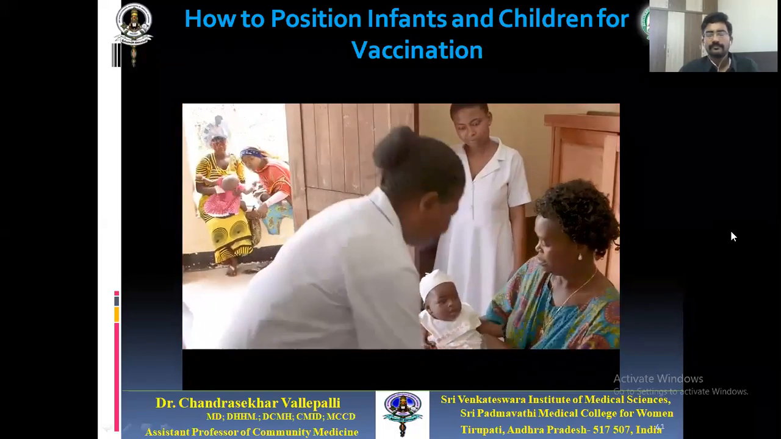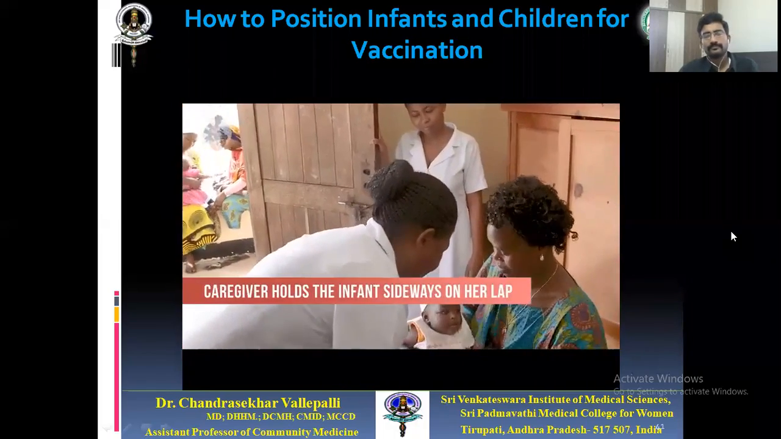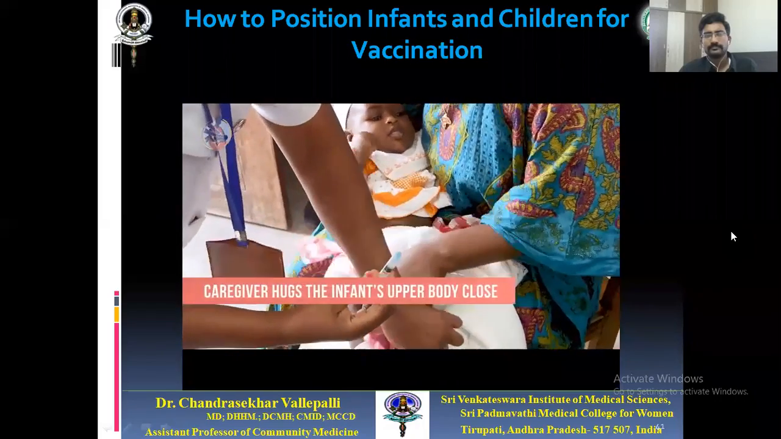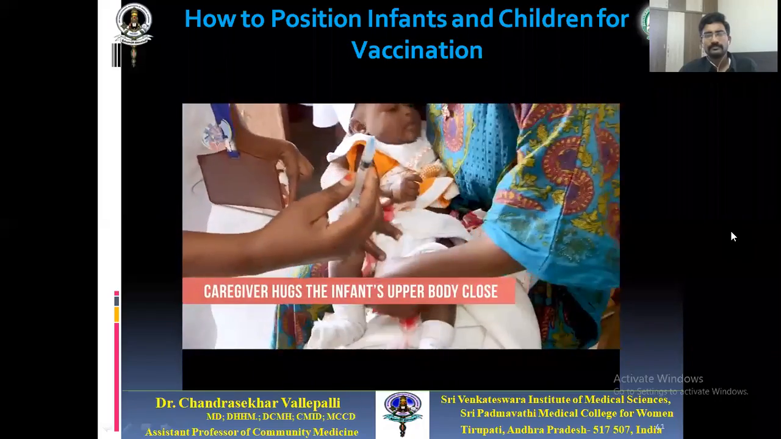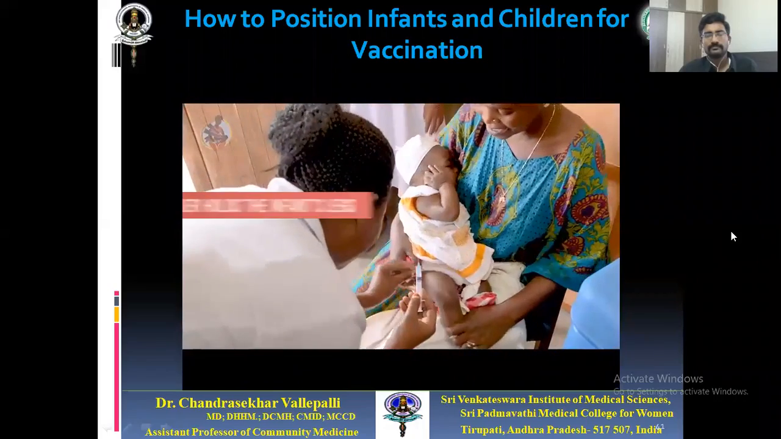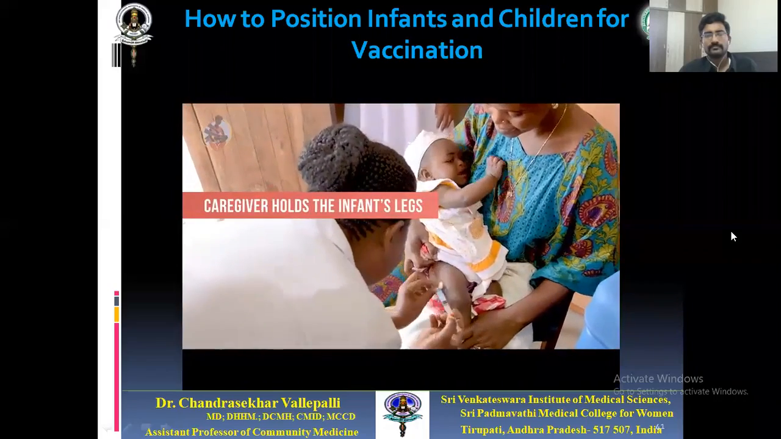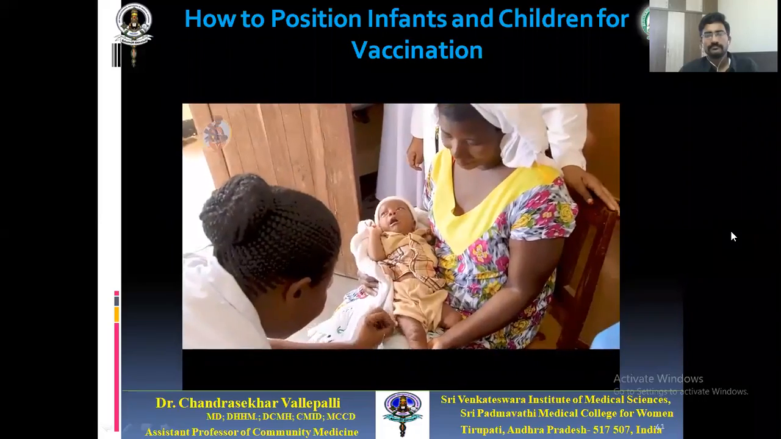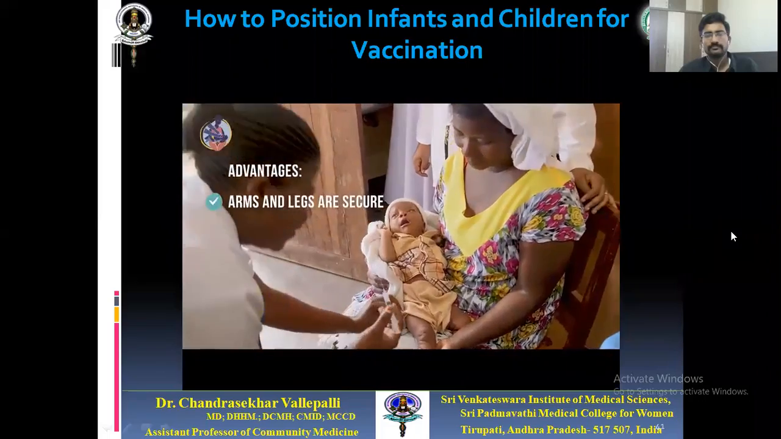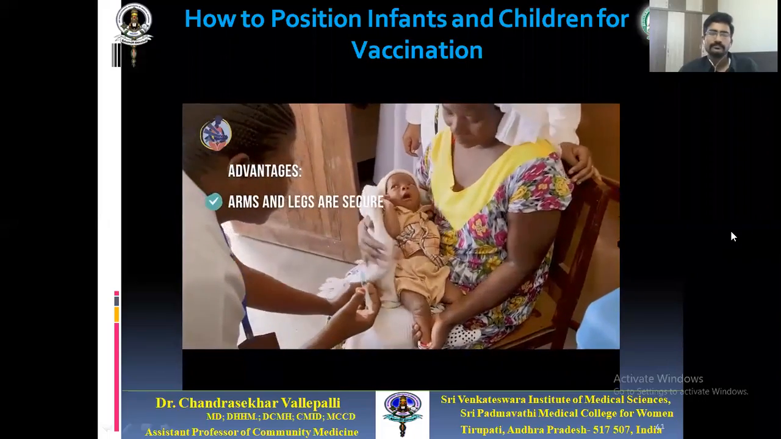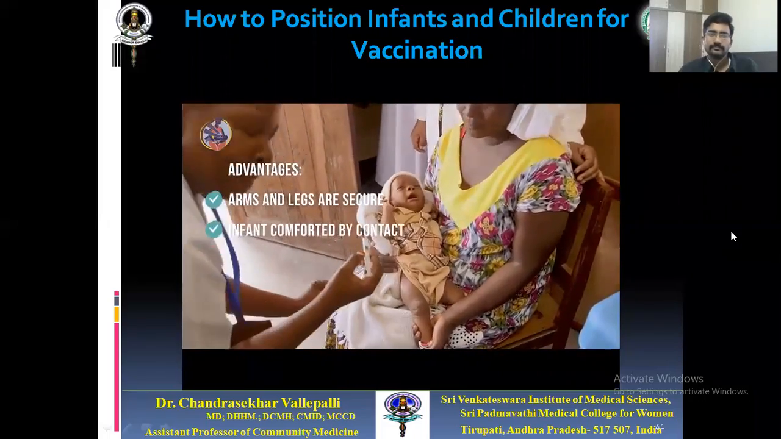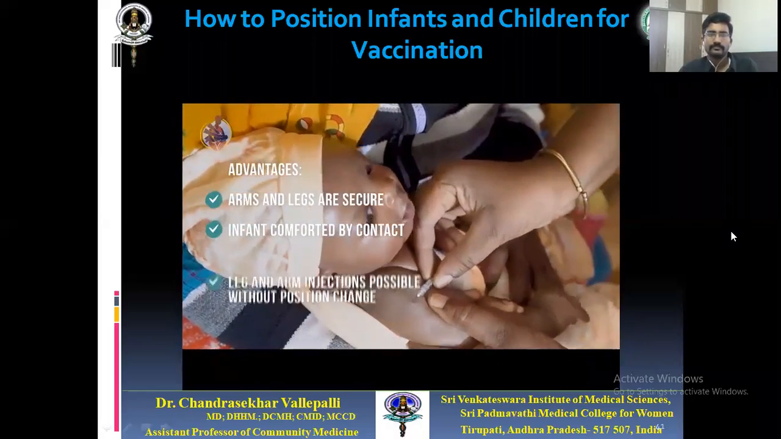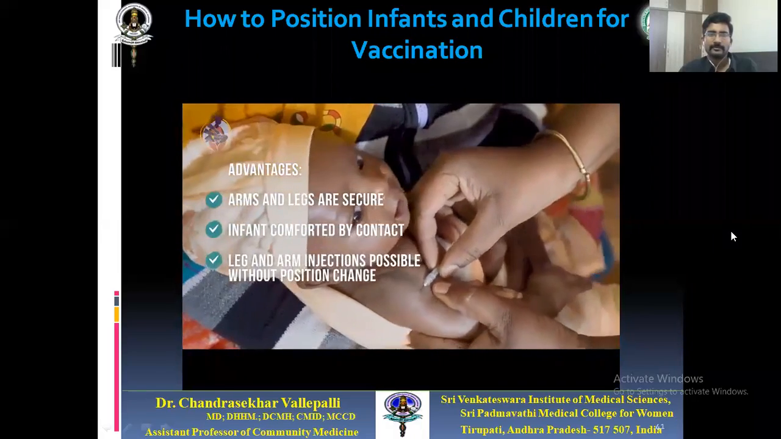In the cuddle position, the infant is lying sideways at a 45-degree angle on the caregiver's lap. The caregiver hugs the infant's shoulders and upper body close to her body. With her other arm, she holds the infant's legs. The advantages of the cuddle position are that the infant's arms and legs are securely held by the caregiver, and the infant is comforted by close contact. In addition, leg and arm injections are possible without changing positions.